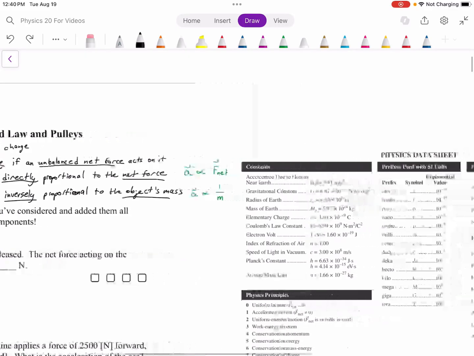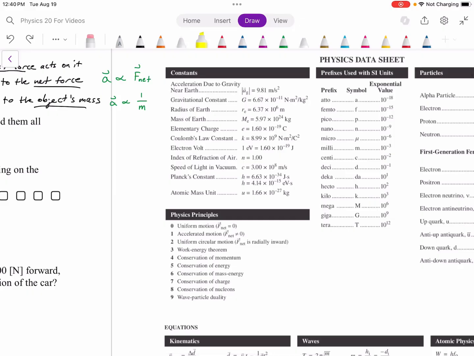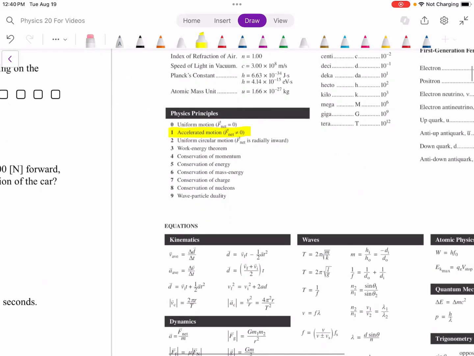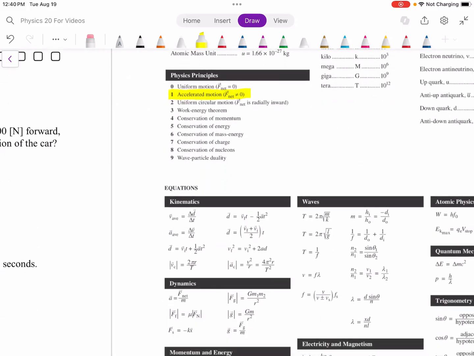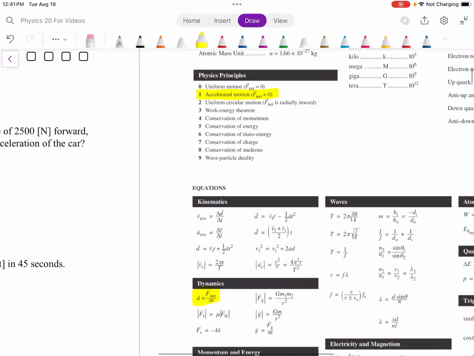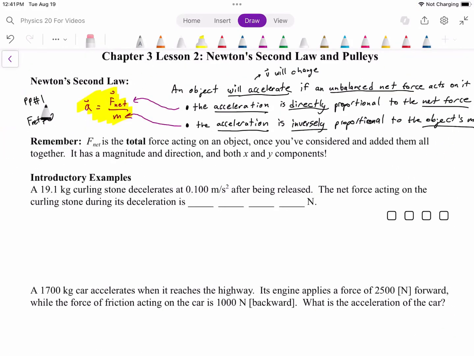So from our formula sheet, if we use Newton's second law to answer a question, we are applying physics principle number 1, okay? And we're just going to be using this equation here. This really is the equation we will use for all of Unit B. Pretty much every question will be solved with that equation in some way or another. So physics principle number 1 on our formula sheet.